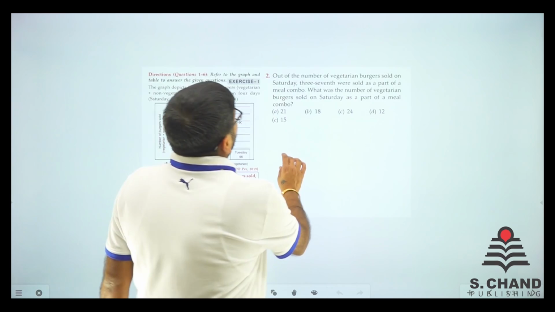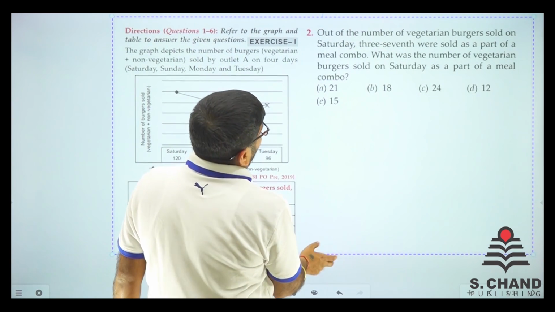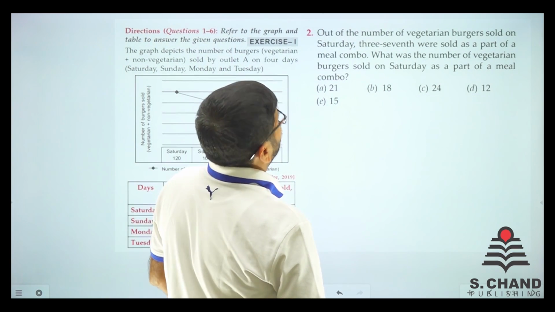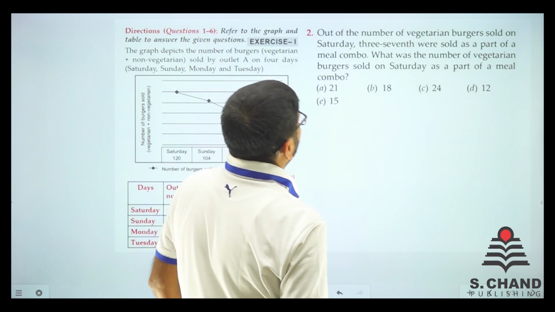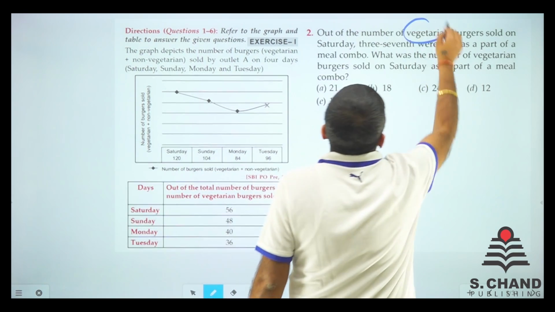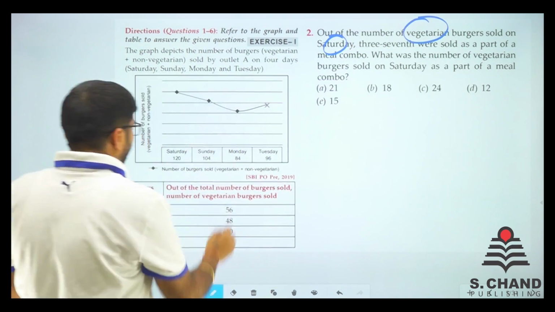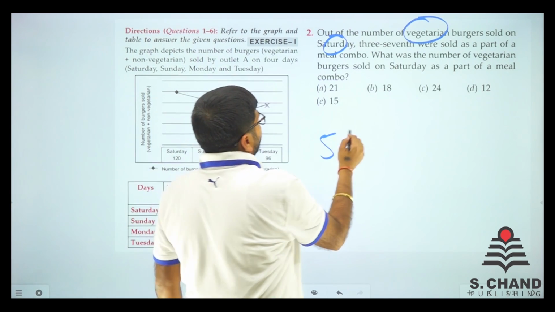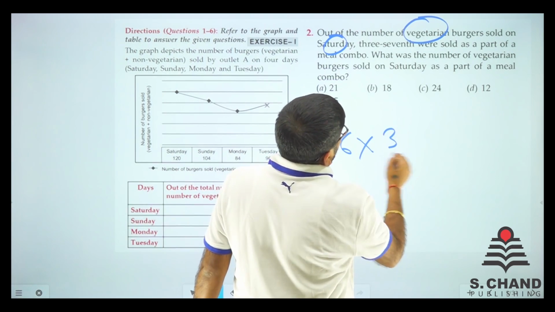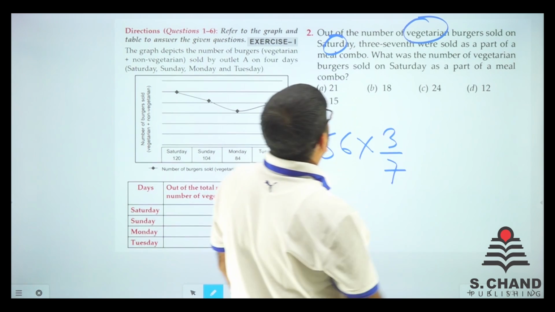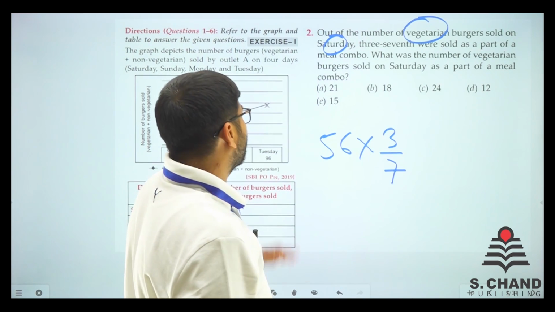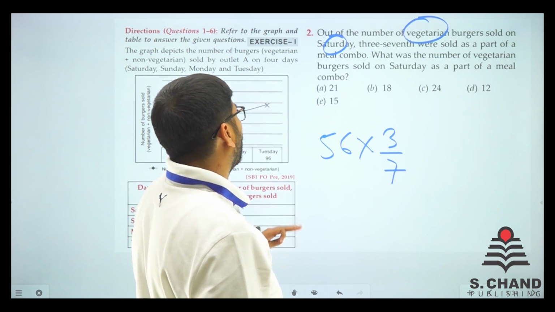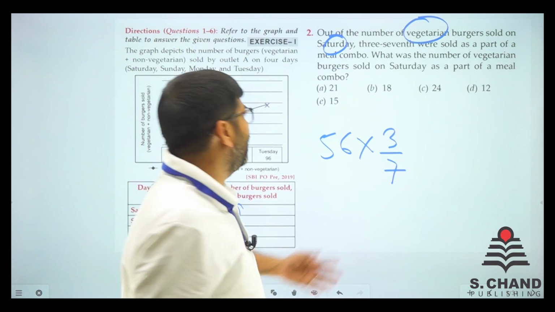What does it say? Out of the number of vegetarian burgers sold, 3/7 were sold as a part of meal combo. So out of the vegetarian burgers sold on Saturday, which is 56, 3/7 were sold as a part of meal combo. What was the number of vegetarian burgers sold on Saturday as a part of meal combo? I guess it is very easy.